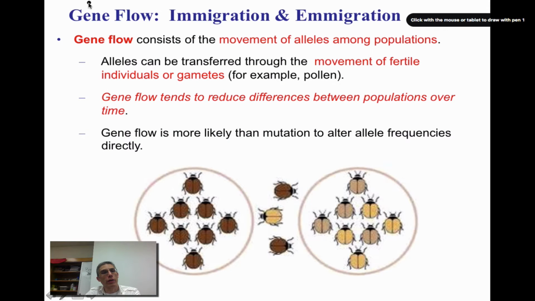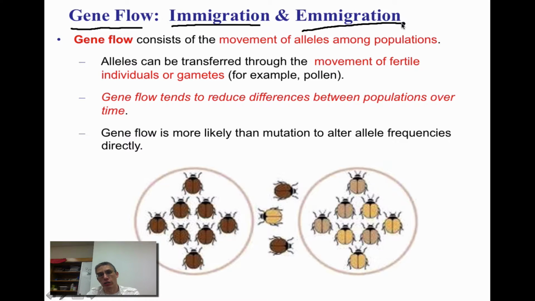Now, we also have to talk about, as we had said, something called gene flow. Gene flow is going to center around something called immigration and emigration. Immigration is the movement of an individual into a population, and emigration is moving out of the population. As we had said, gene flow consists of the movement of alleles among populations. Alleles can be transferred through the movement of fertile individuals, or they could be transferred by gametes as well. A good example of this would be the movement of pollen in plants between different populations.